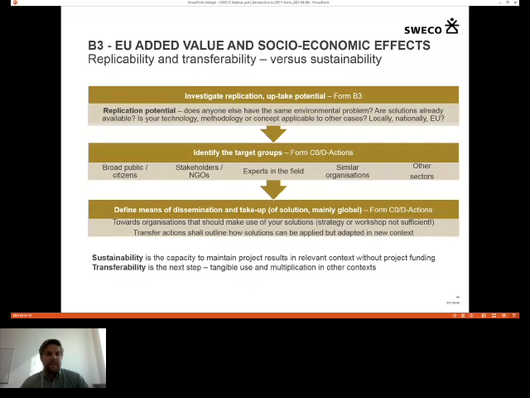And then by matching the replication potential to the target groups, you will be able to identify appropriate means to make, first of all, dissemination, basically spread the information, spread the word of what you're doing, and then as well to facilitate the take-up of your solution to make other parties interested and try the same thing.